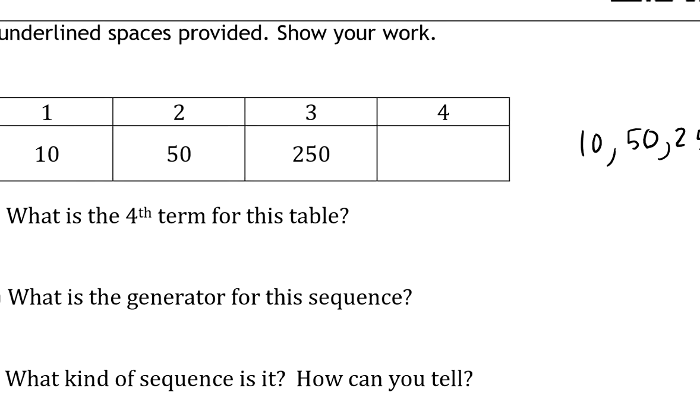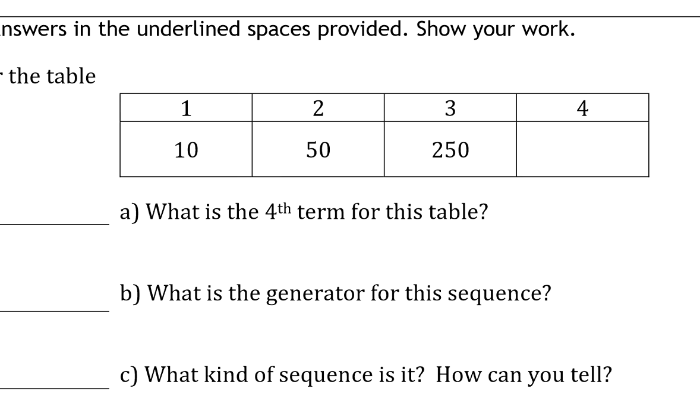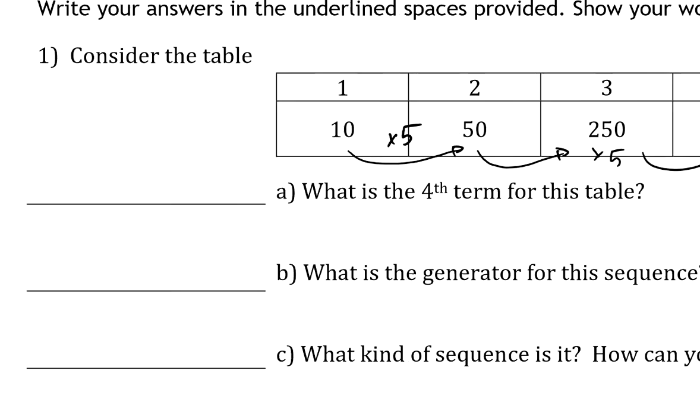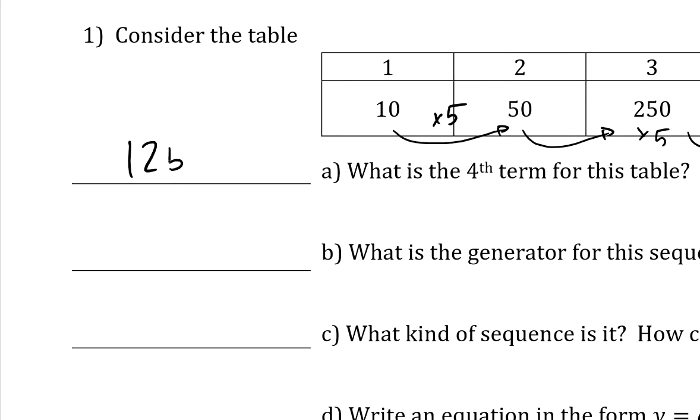So in this sequence, when I look at it, it is geometric. The other kind of sequence is arithmetic, where we're adding the same value again and again. But this one's geometric. As I move from my first to my second term, I am multiplying by the number 5. And as I go forward again, I am multiplying by the number 5. If I want the next term, I would multiply by the number 5 again, and 250 times 5 would be 1,250. So my fourth term is 1250.